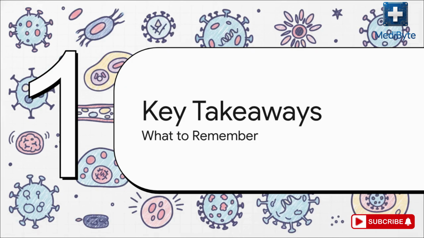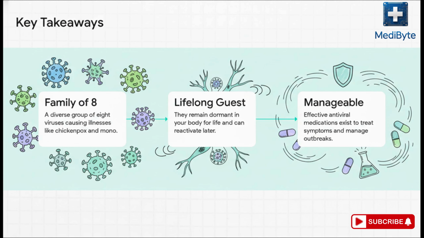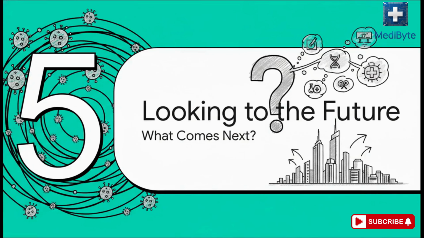All right, that was a lot of information, I know. So let's just quickly boil it all down to the 3 biggest takeaways you should remember from this explainer. First, just remember it's a big family of 8 very different viruses. Second, their signature move is that they are lifelong. They do this through something called latency, that sneaky ability to hide out dormant in your cells. And number 3, and this is probably the most important thing to remember, they are manageable. We don't have a cure, but we do have effective antiviral drugs to treat the symptoms and keep things under control.